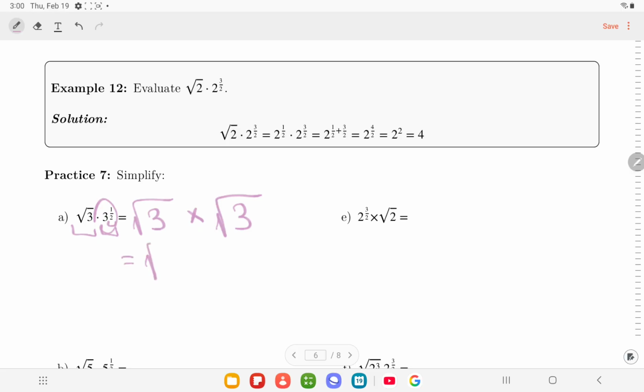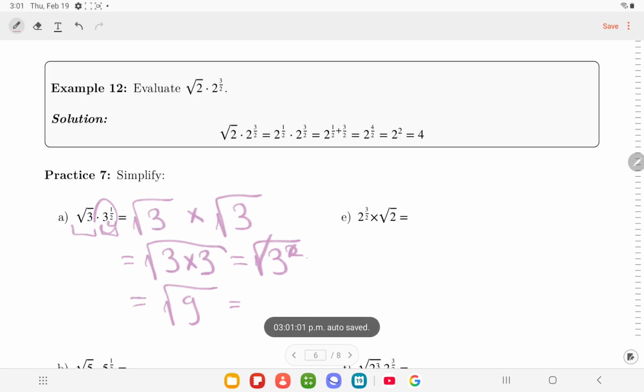And we can do the root of 3 times 3. You cannot do this if you are adding two roots together or subtracting, only if you're multiplying or dividing. And so we end up with the root of 9, which is a perfect square. As you can see here, it's the root of 3 squared, which gives us 3.